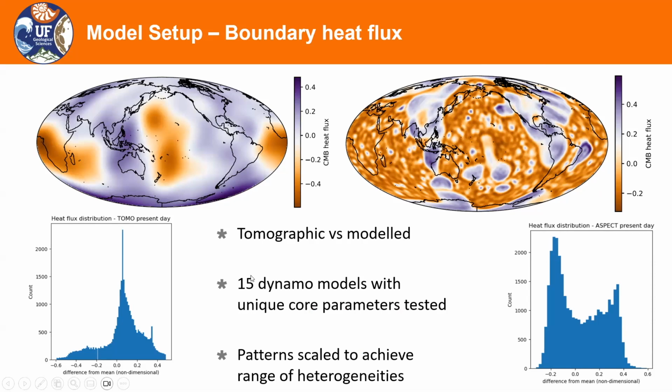So what we've done is we've taken 15 geodynamo models from previously published publications. And the only thing that we changed for each of them was the pattern that we use. So we run the same model again and again and again and change the pattern. We use tomographic and ASPECT patterns, and then we scale both of these patterns to have comparable values of Q star. And what we then want to look at is how can we see this on the surface.